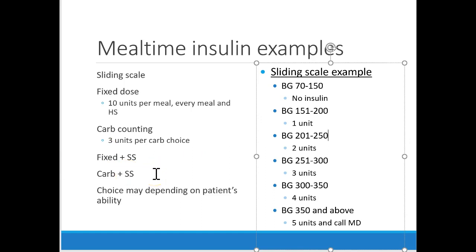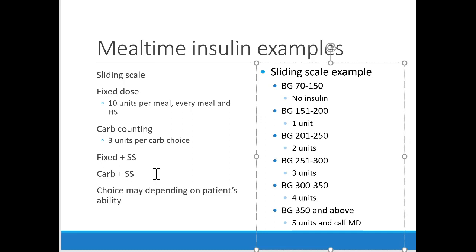Some people just don't do carb counting, or maybe they eat really consistent meals, or they aren't capable of carb counting. They've tried it, and it hasn't worked very well. I'd recommend having a dietitian involved with a lot of these cases, but if the patient's still having issues, you can try fixed dose mealtime. So somebody might just be on, for example, 10 units per meal, and that might be it.